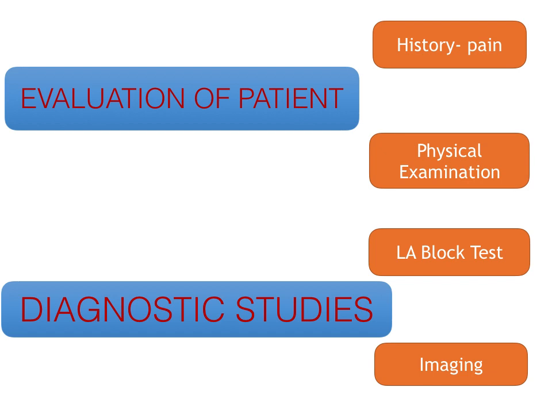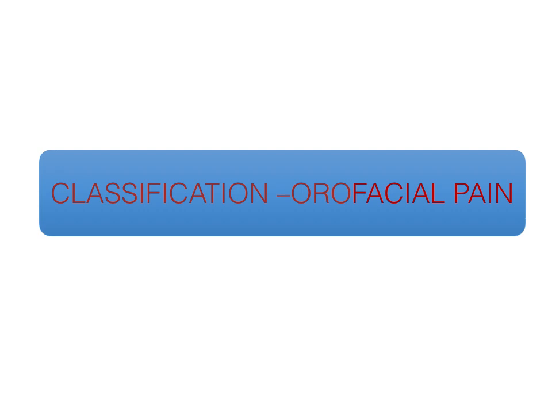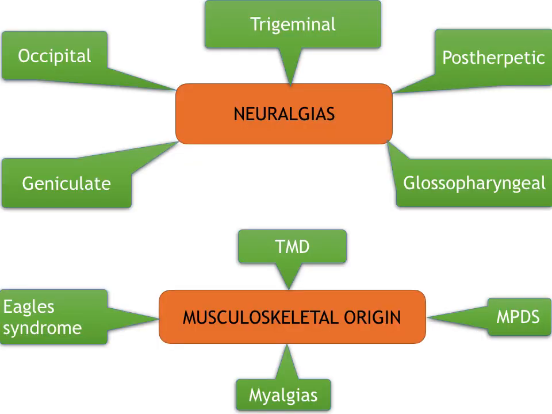Diagnostic studies include chairside procedures such as LA block test and vapor coolant spray, detailed craniofacial imaging studies like X-ray, CT, MRI, and electromyography. Now we move on to the classification of orofacial pain. This comprises neuralgia, which is pain in the distribution of a nerve. Neuralgias causing orofacial pain are trigeminal neuralgia, postherpetic neuralgia, glossopharyngeal neuralgia, occipital neuralgia, and geniculate neuralgia.